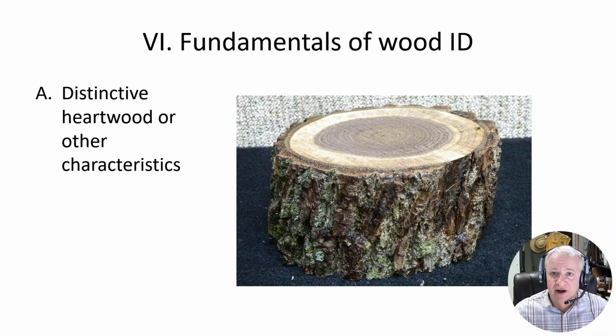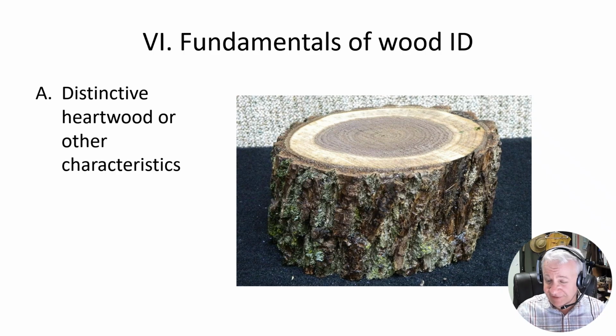But I'm just going to walk through some of the very simple things you can do to start identifying a piece of wood that you might have at hand. So the first thing to do is to determine if there's something really distinctive about the piece of wood you have. There are some woods, like if you have a piece of heartwood that has a very distinctive color, like black walnut, or a very distinctive color and smell, like eastern red cedar.